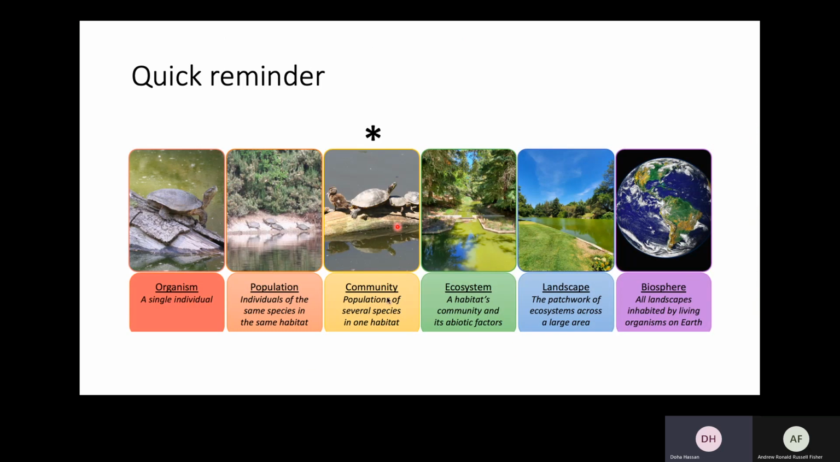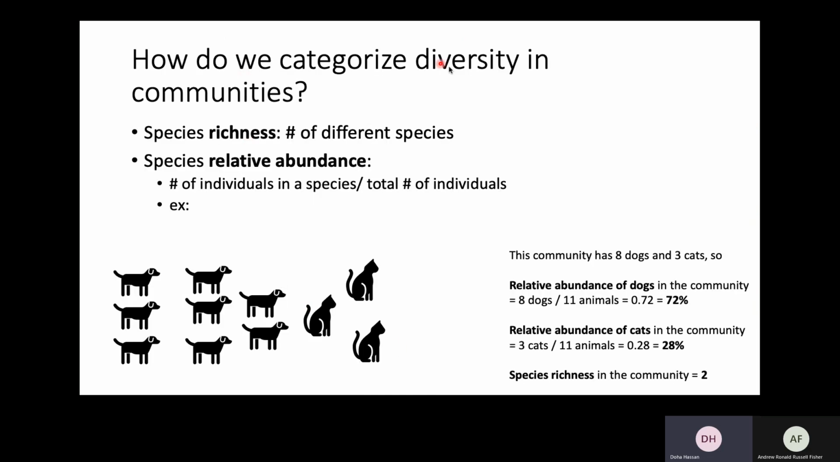Anyways, yeah, so that's what we're talking about in this recap. So that's about communities. So how do we categorize diversity in communities? There are different terms that we can use to do this, but one of them would be species richness. So species richness is the number of different species in that community.